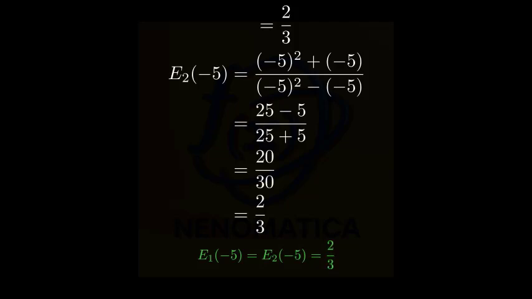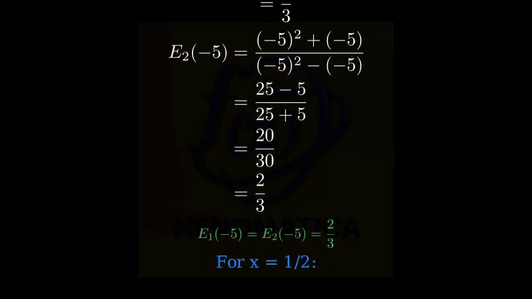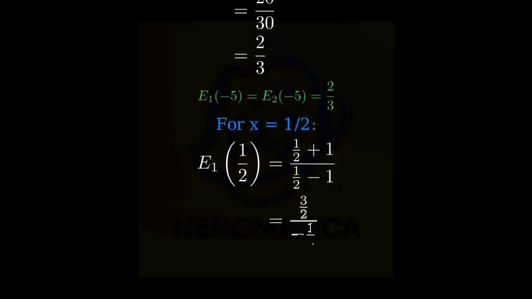Let's try a fraction next. Let's evaluate both expressions when x equals 1/2. For the first expression with x equals 1/2, we have 1/2 plus 1 in the numerator, which is 3/2. In the denominator, we have 1/2 minus 1, which is negative 1/2. So we have 3/2 divided by negative 1/2, which gives us negative 3.